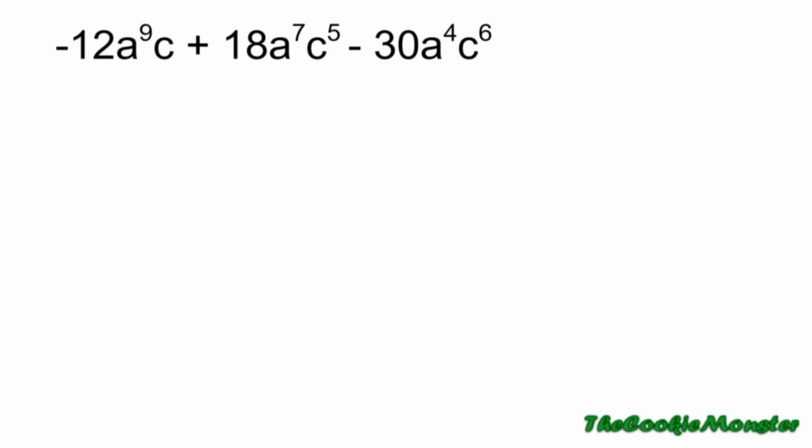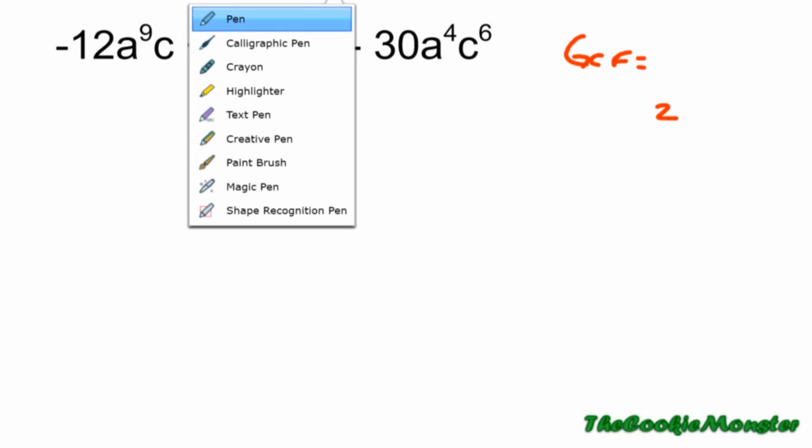All right, in this case, we have negative 12, positive 18, and negative 30. So let's figure out what the greatest common factor is. Because we have 12, 18, and 30, you could divide all of them by a 2, but is that the highest number? Probably not. There is a higher number you could divide all of them by.